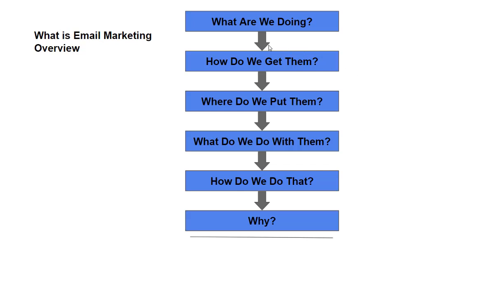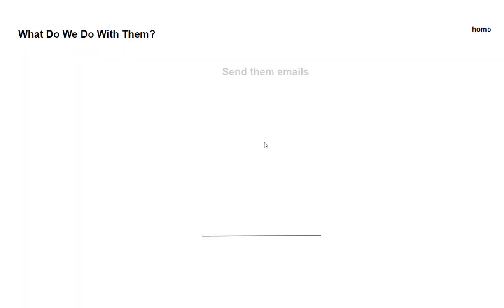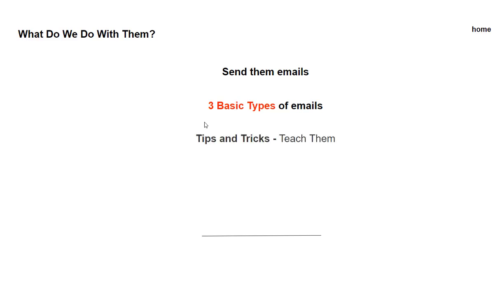So now that we've answered the question, what are we doing? And then how do we get them? And then where do we put them? What do we do with them once we've put them in that container, the specialized database known as an autoresponder? Well, we're talking about emails, so the statement seems kind of obvious, but we send them emails, and there are three basic types of emails.